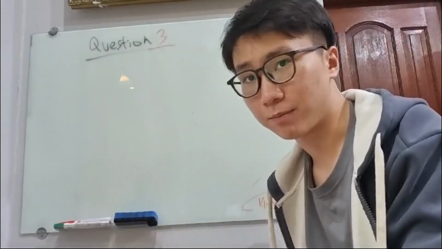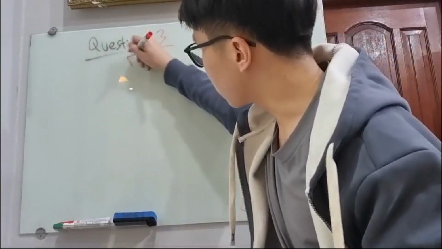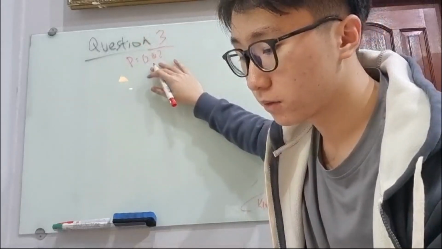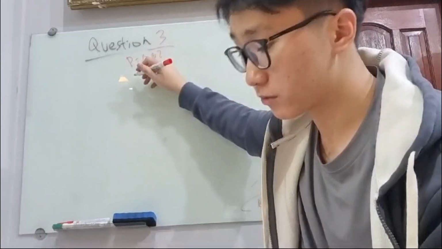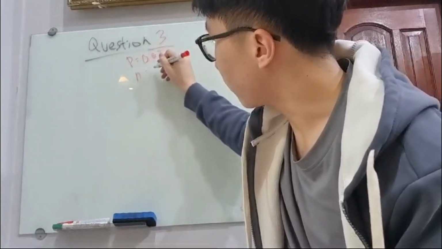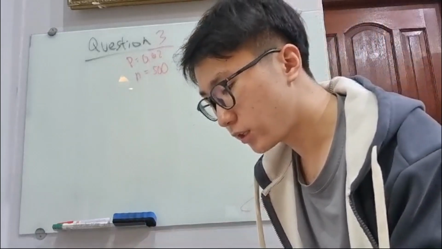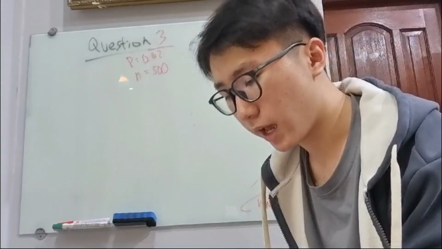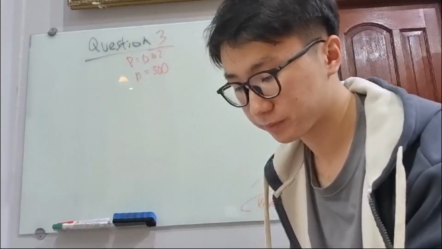We're going to start discussing question 3 now. A factory produces light bulbs, and the probability that a bulb is defective is P equals 0.02, right? This is the probability of failed and defective light bulbs. And the number of light bulbs the factory produces in a day is 500. So this is the number of total light bulbs produced. State the distribution of the number of defective bulbs, X, and verify if a normal distribution is appropriate.